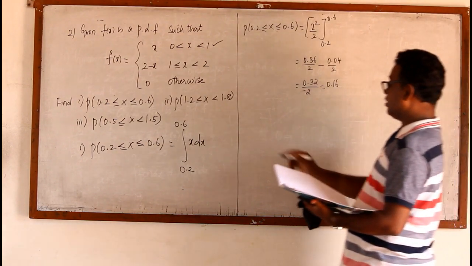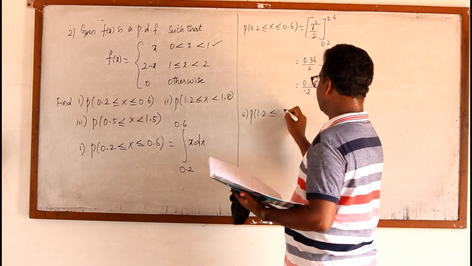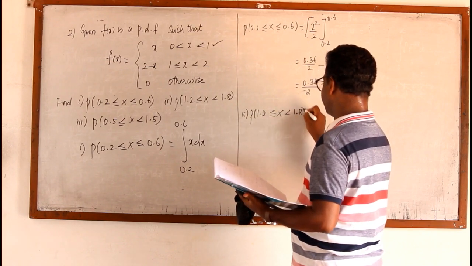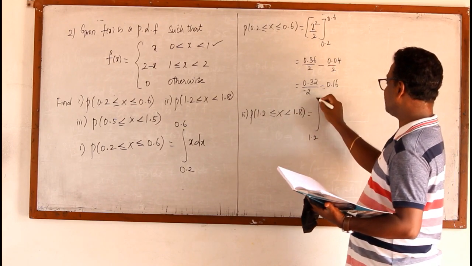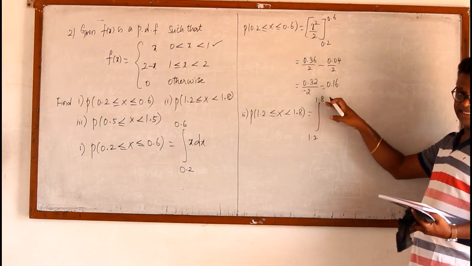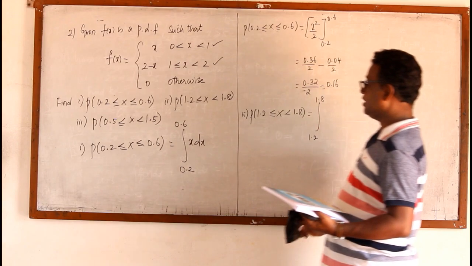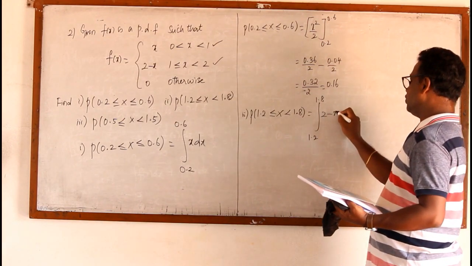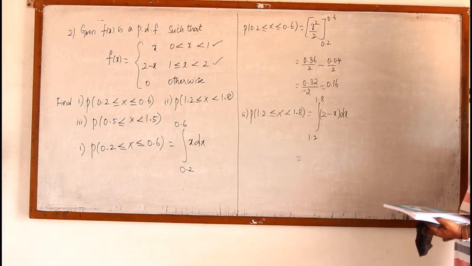Now, second one. P of 1.2 less than x less than 1.8. I have to find the integration from 1.2 to 1.8. Since it is more than 1 and less than 2, I must take this value. That value is 2 minus x into dx. Now, integrating this. Can you understand?